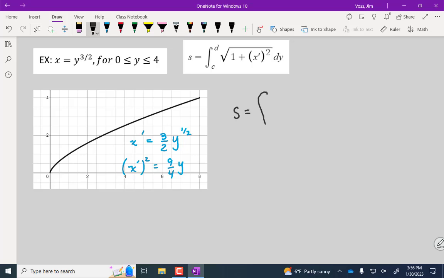So we can go ahead and plug that in here. We can add the 1 over in here since we know there's nothing special happening. So we're integrating with respect to y, 0 to 4. And we're going to integrate the square root of 1 plus the derivative squared. Well, there is the derivative squared, and we'll integrate with respect to y. So there we go.